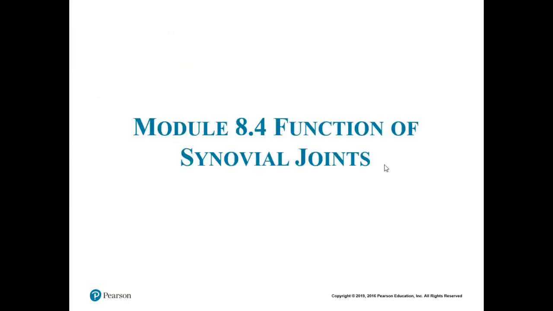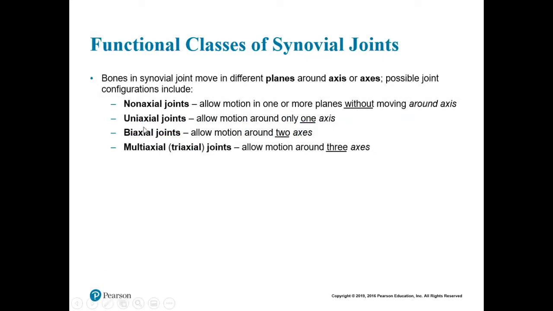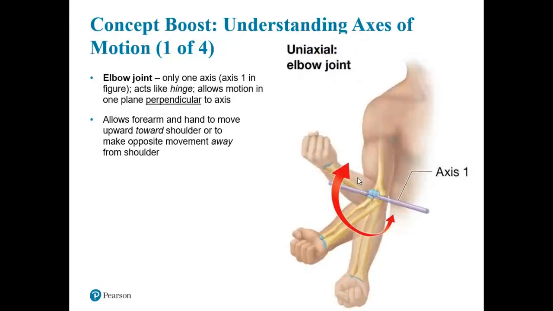Okay, so moving on to synovial joints in terms of functions. So 4 classifications here, right? So 4 functional classifications of synovial joints: non-axial, uniaxial, biaxial, multi-axial. As we go through these, we're also going to learn the specific types of movement that synovial joints allow.